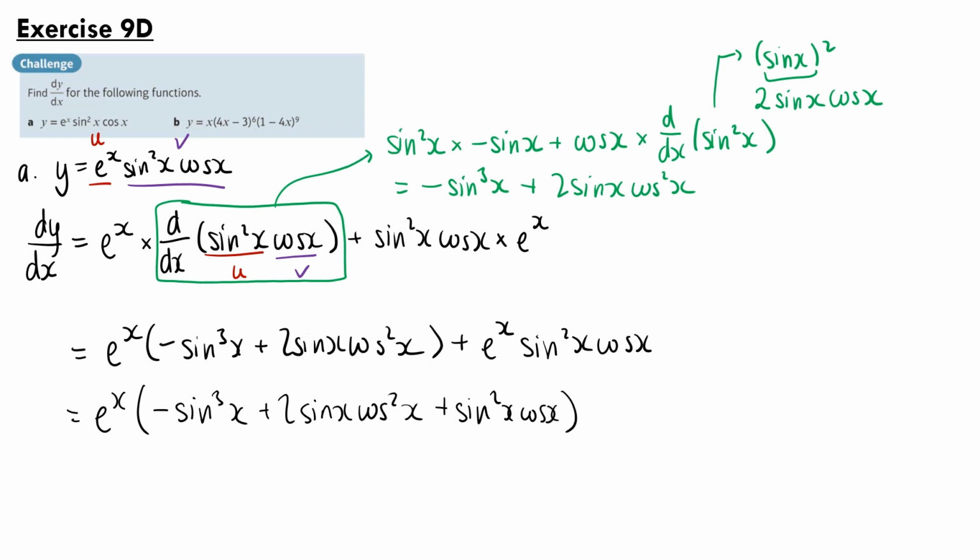And at this point, we can also factor out a sine x. So in the front, we're going to have e to the power of x sine x times minus sine squared x plus 2 cos squared x plus sine x cos x.